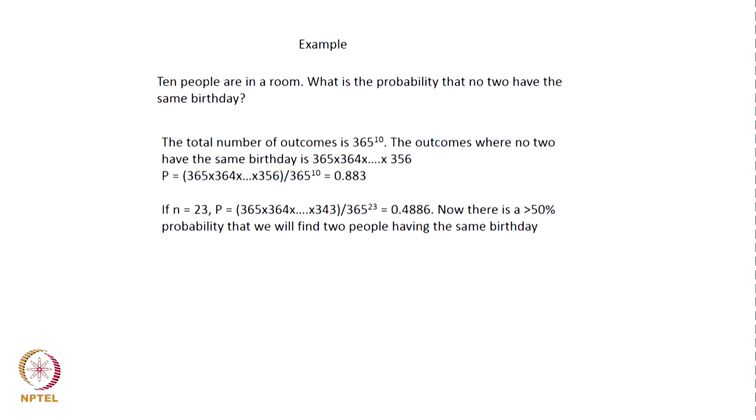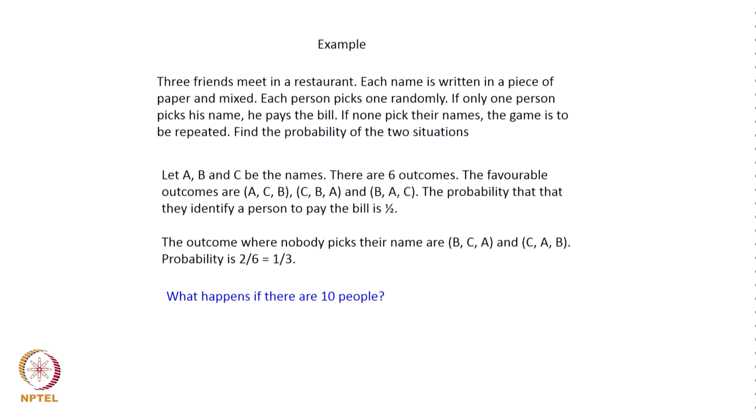So as n increases to 23, we realize the probability of no two people having the same birthday reduces to 0.4886, and therefore we say when there are about 23 people, there is a 50% chance that we will have at least two people having the same birthday, one instance of two people having the same birthday. Now let us look at another example to understand this.